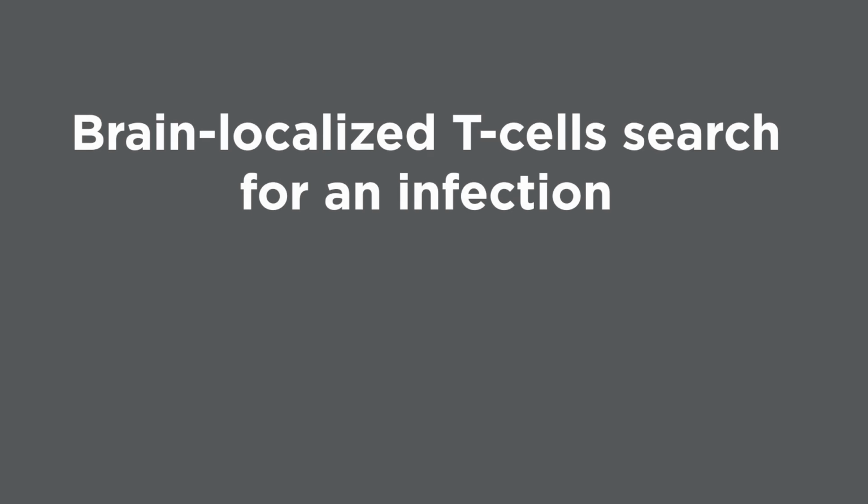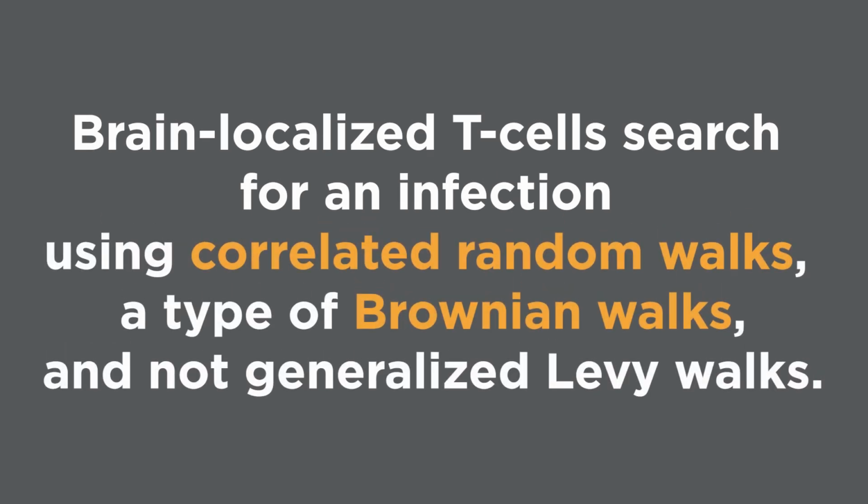A closer look at such movements, however, showed that they arose due to artifacts in digitization of cell positions. After cleaning the data, we found that brain-localized T cells search for the infection using correlated random walks, a type of Brownian walks, and not generalized Levy walks. This suggests that brain-localized T cells search for an infection site randomly by performing mostly short displacements.